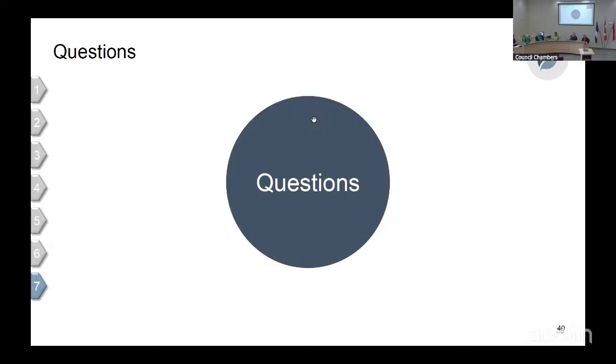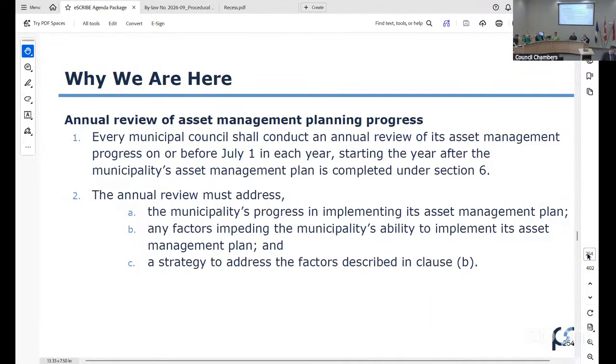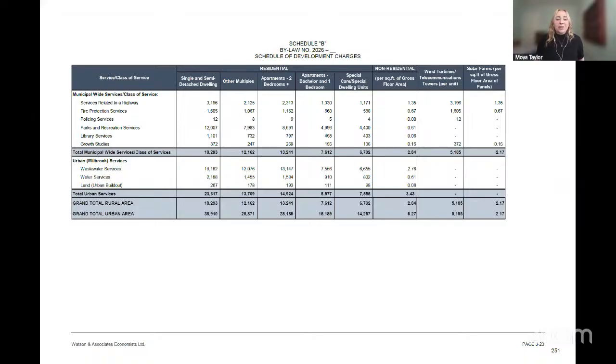Next, we are at our presentation from Moya Taylor, Asset Management Advisor from PSD Citywide, with regards to the Asset Management Plan Annual Review. Moya, nice to see you. Hi, nice to see you. Thank you for having me.